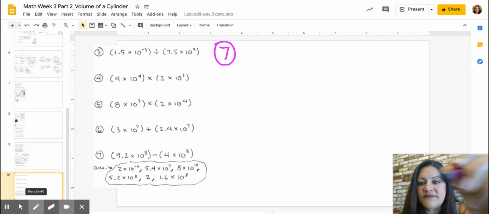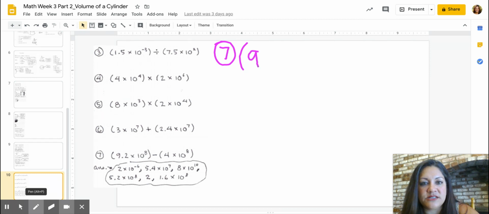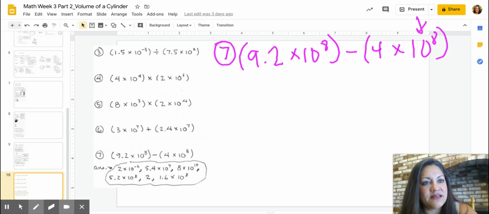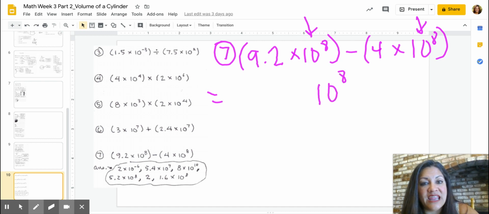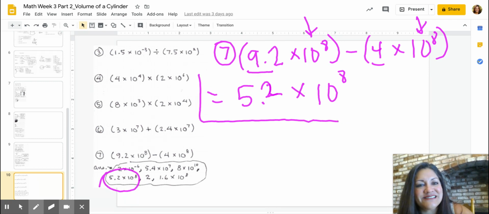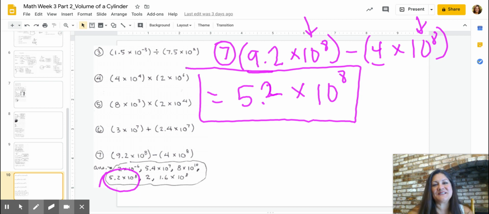Last question, number 7. Number 7 is 9.2 times 10 to the 8th minus 4 times 10 to the 8th. Yippee skippy. Those are the same. I can even write those first. And we're going to go 9.2, take away 4 leaves us with 5.2 times 10 to the 8th. There it is. And we are all finished with this assignment.